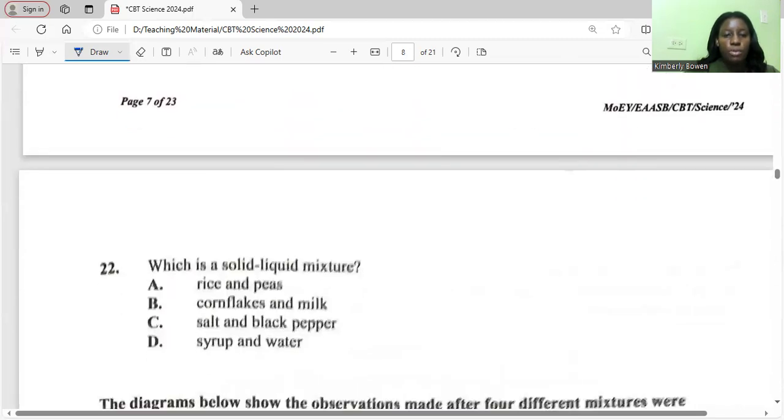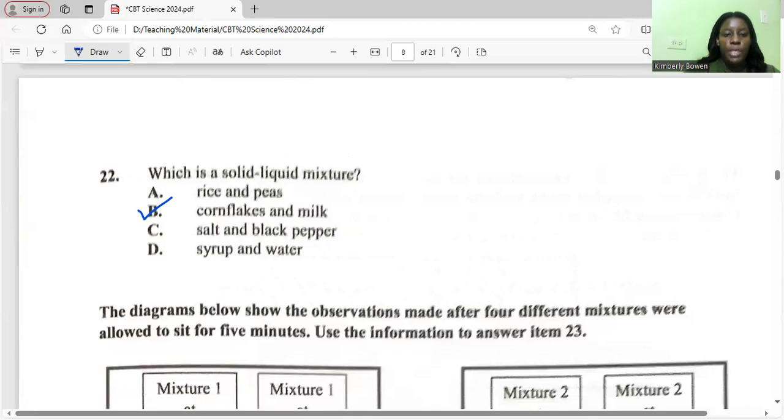Let's move on to number 22, which is a solid-liquid mixture. Peas and rice, or rice and peas, both solids. Corn flakes and milk, that looks to be the answer. Corn flake is solid, milk is liquid. Salt and black pepper, both solid. Syrup and water, both liquid. So the correct answer is E.